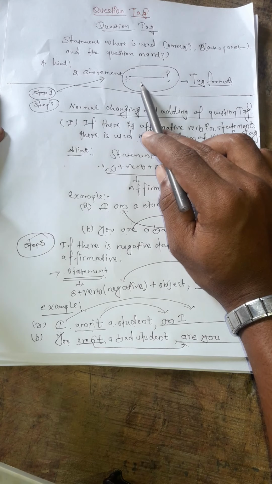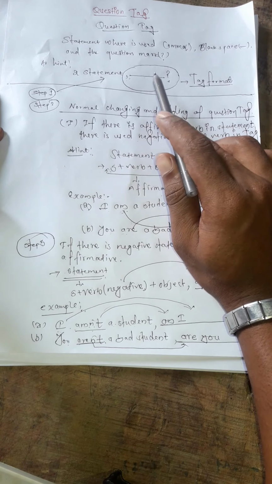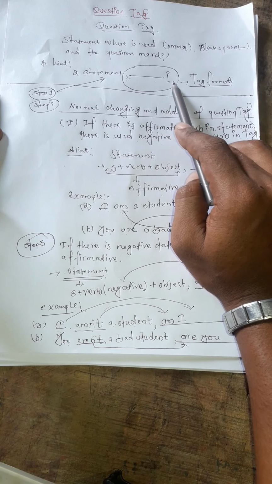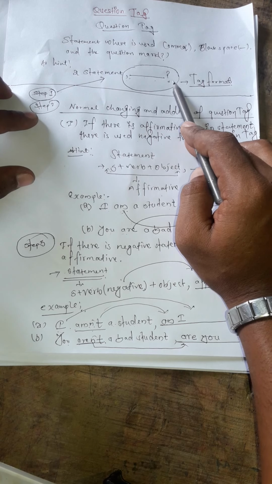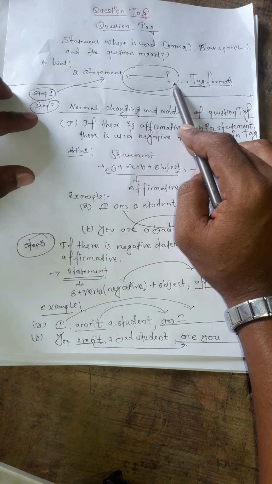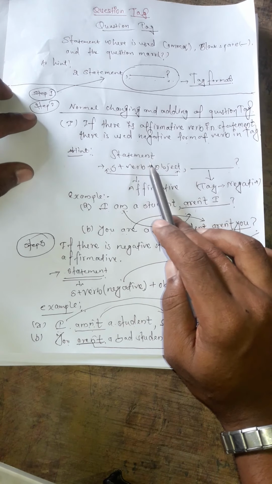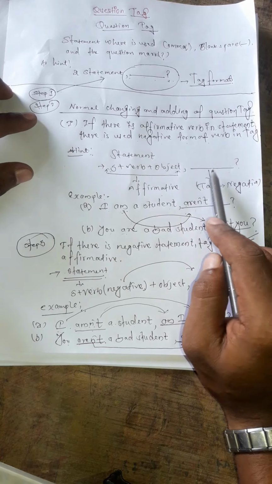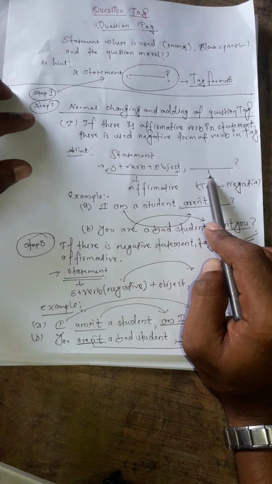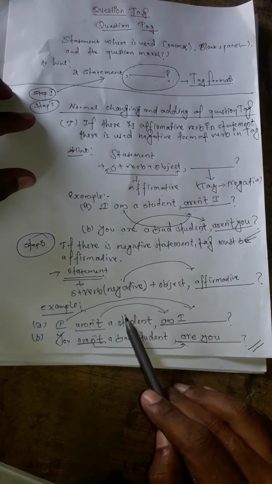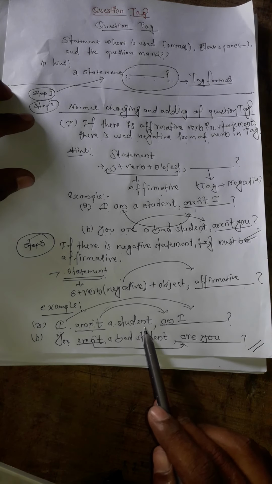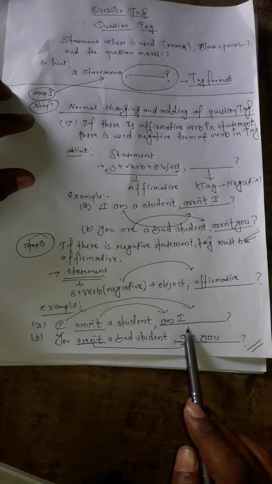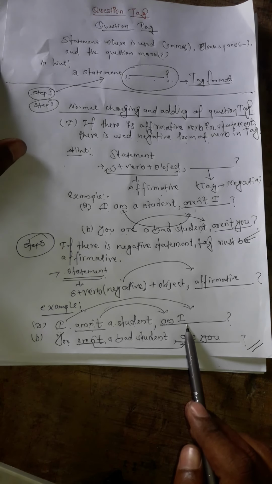Now look once again. A tag is known as comma, blank space, and the question mark. In step 2, we have to learn about the changes and transformations of the statement. If the statement is affirmative, we have to add the suitable question tag in negative. And if the statement is negative, we have to change it into affirmative, on the basis of the rules of question tag.